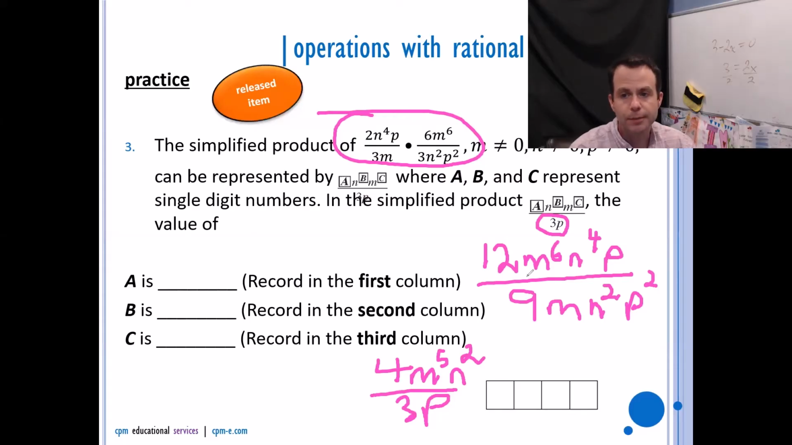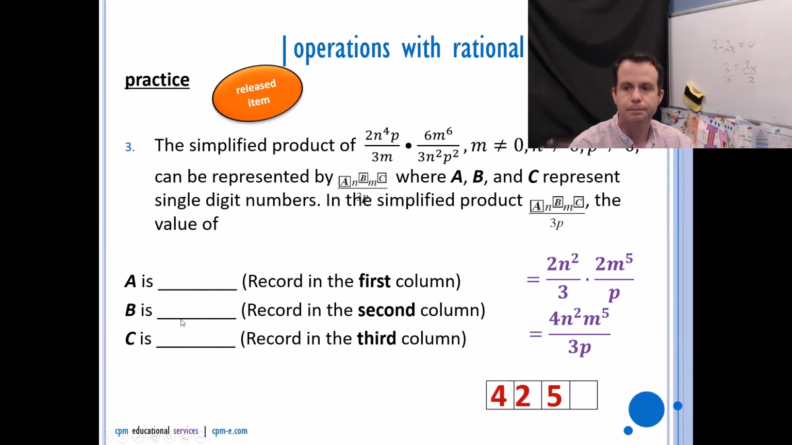Sorry, the B value is going to be 2, the number that goes with N. And then C is the number that goes with M, and that would be 5, okay? So we end up with 425. Okay.